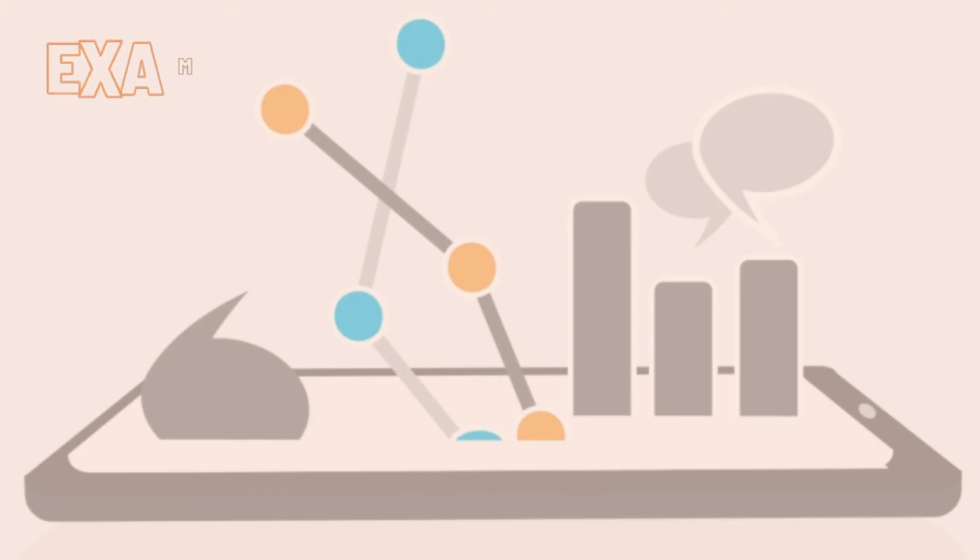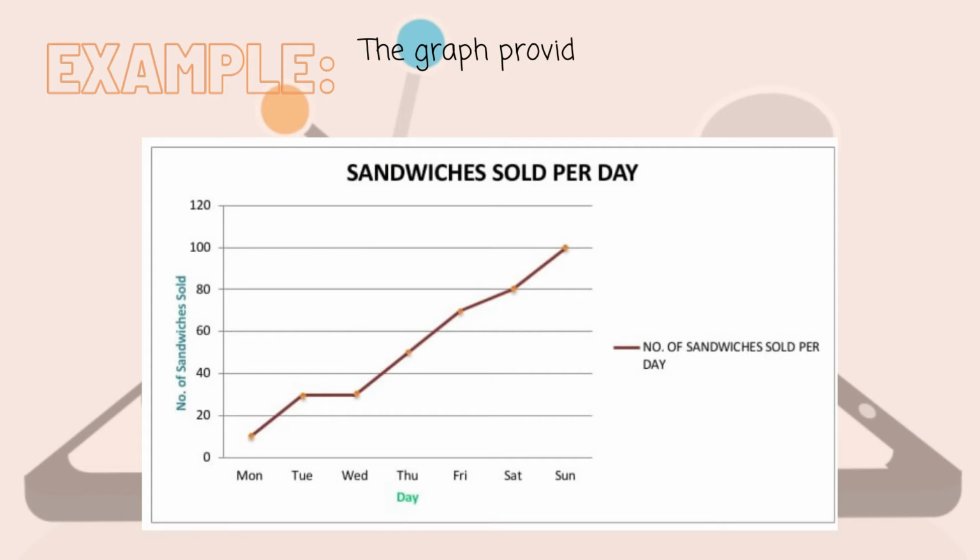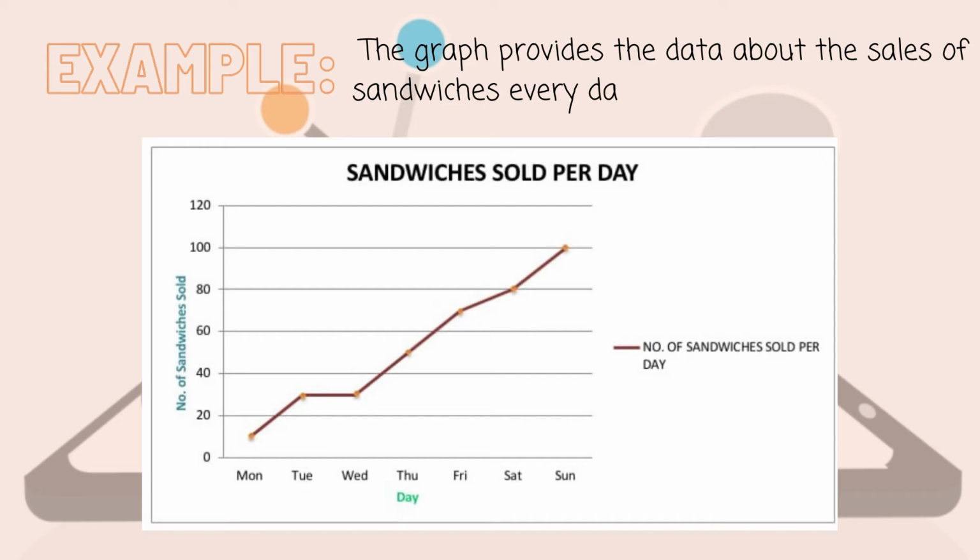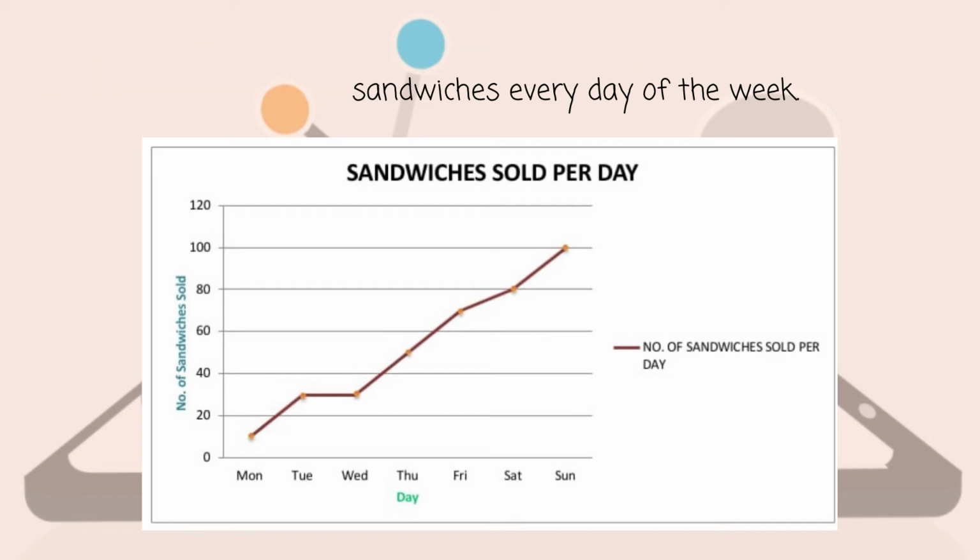I will use a broken line graph. Data for a broken line graph is usually presented in a two-column table corresponding to the x and y axis. The graph here provides the data about the daily sales of sandwiches every day of the week. We can observe the labels on the axis.